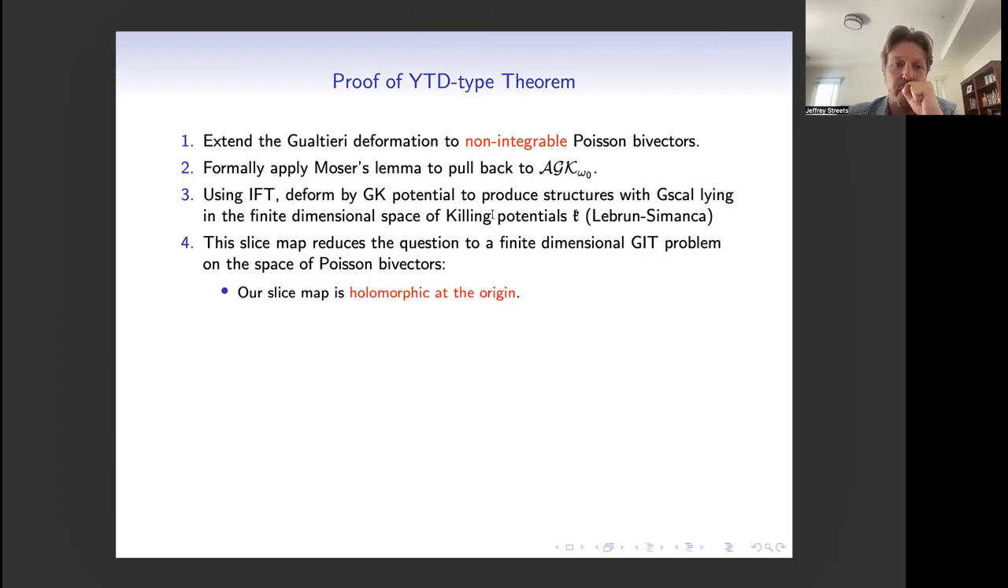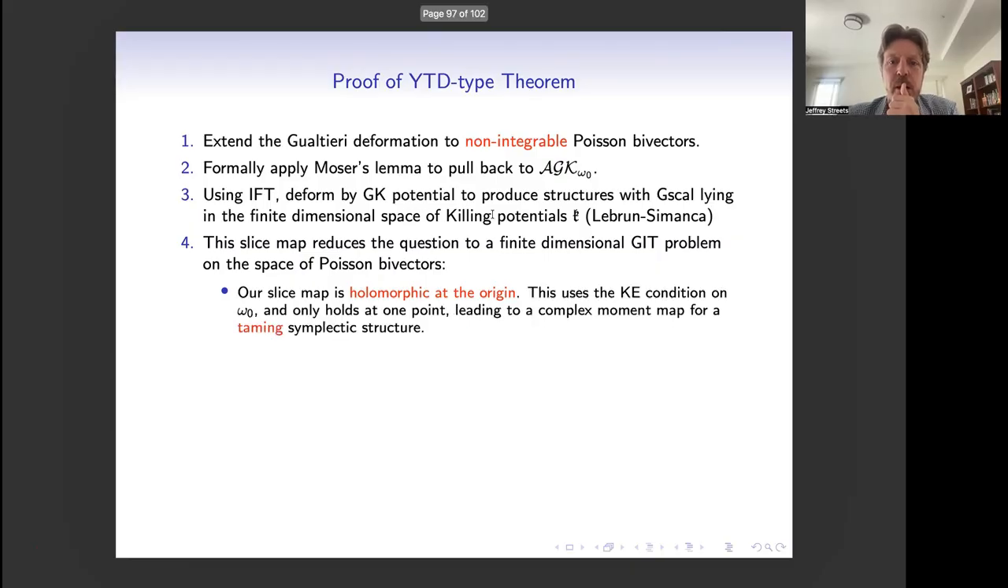And a key point for us is that this slice map, with all the relevant complex structures in play, is holomorphic at the origin, at the zero structure, but not in general. But this is enough, and in fact, to prove this is actually where the restriction to Kähler-Einstein comes in. It's a delicate calculation to compute the differential of this map. And this is why we restrict to the Kähler-Einstein setting. We need that to prove this is holomorphic. But the point is, it's holomorphic at one point, but not in general.